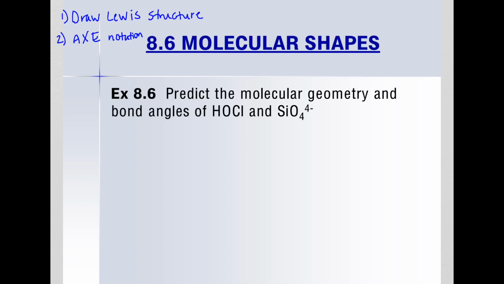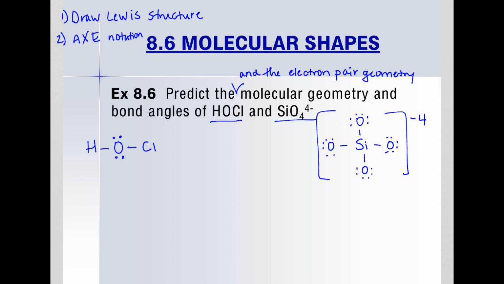Now, I'm also going to add one more thing to this question because your textbook likes to also ask what the electron pair geometry is. So we're going to say, and the electron pair geometry, which remember, the electron pair geometry is essentially the starting shape, and then your molecular geometry is the actual shape the atoms make, ignoring the lone pairs on the central atom, essentially. Okay, so for both of these, pause the video right now and draw Lewis structures for HOCl and SiO4 4-. So pause the video and just draw your Lewis structures.